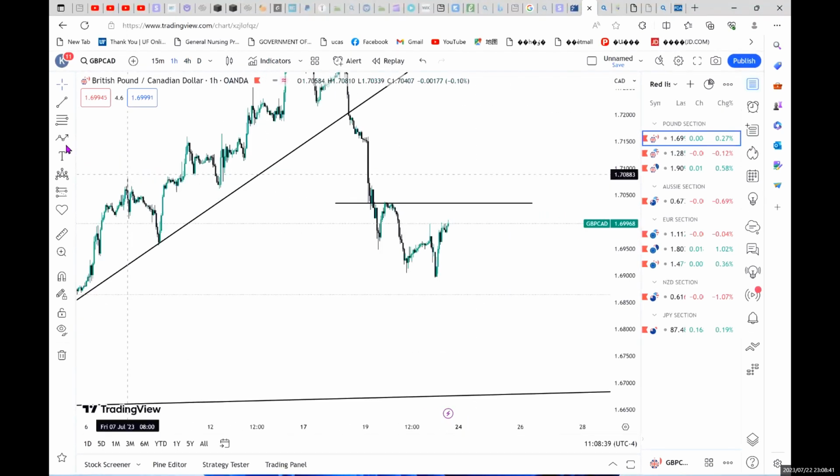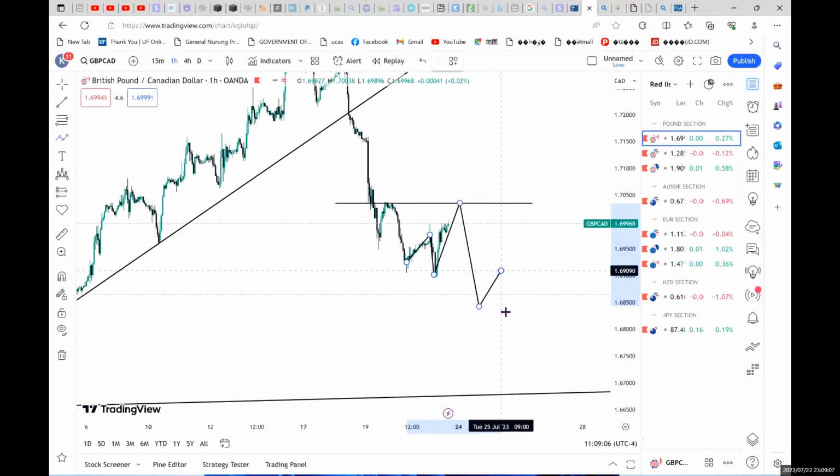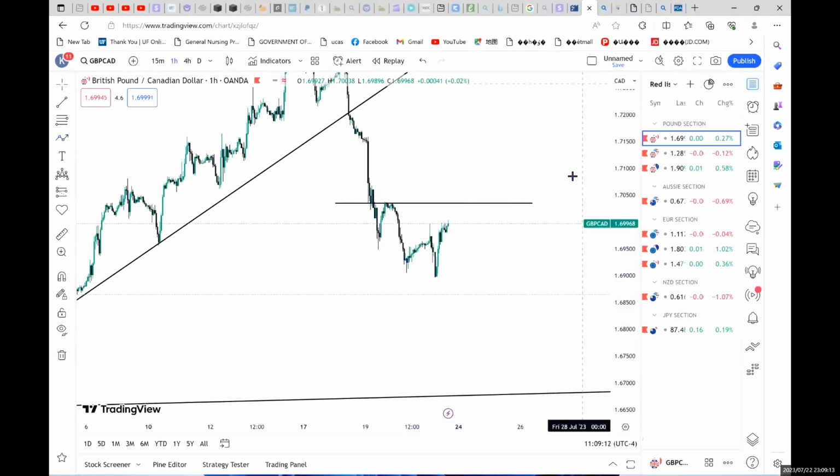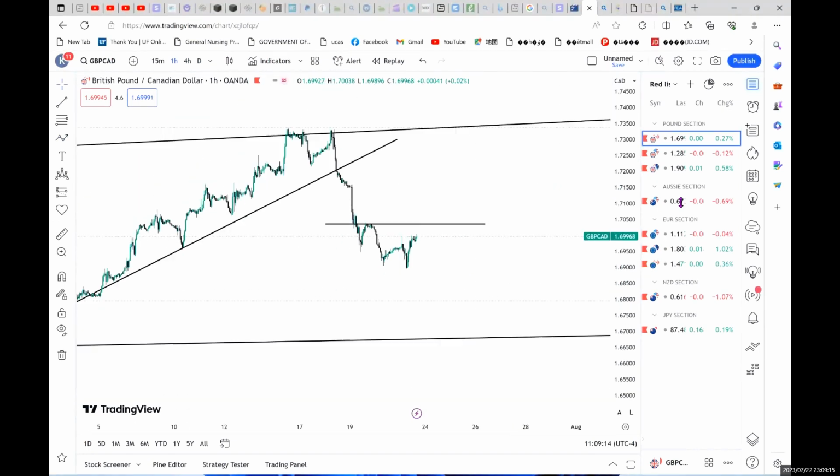On the 1 hour, you can see price created a lower high here. So this here is an H4 high, and price created a lower high on the 1 hour. It broke it, but remember the higher time frame is stronger than the lower time frame. So even if price breaks this lower high here on the H1, I'm still looking for sells, at least down to this level here. And then if price breaks it, then we have something like this. So I'm looking for sells on GBPCAD. Let's go to the next pair.